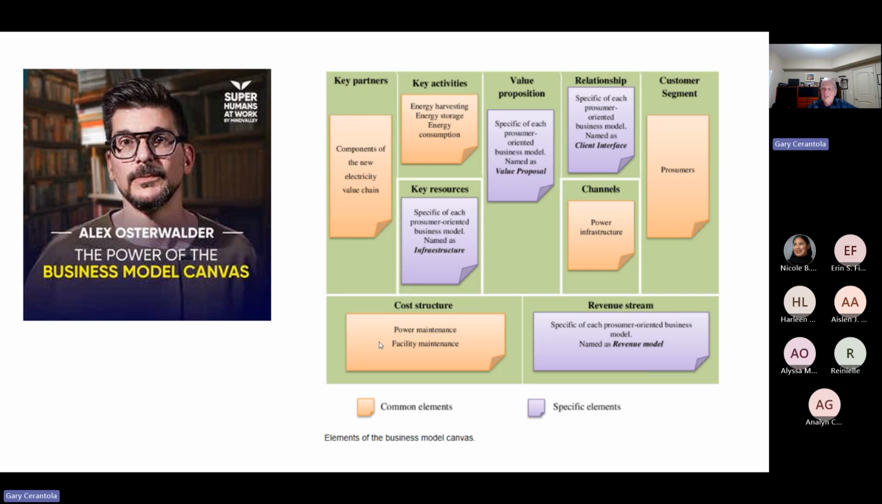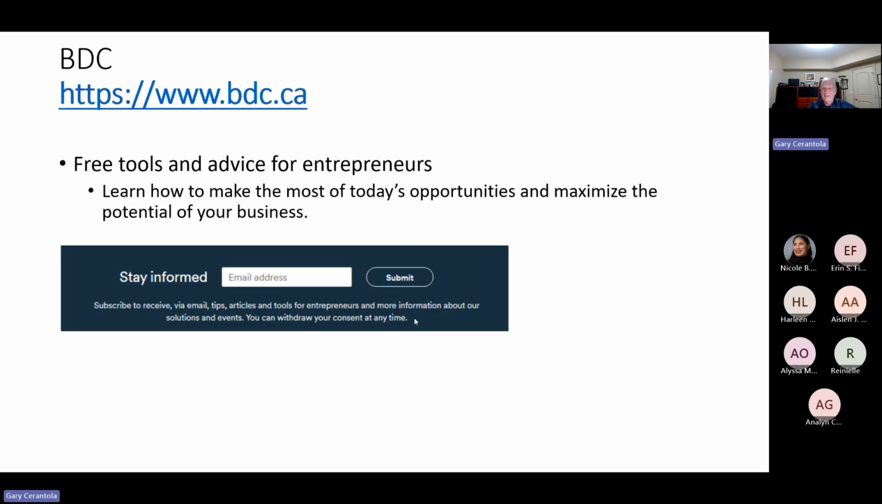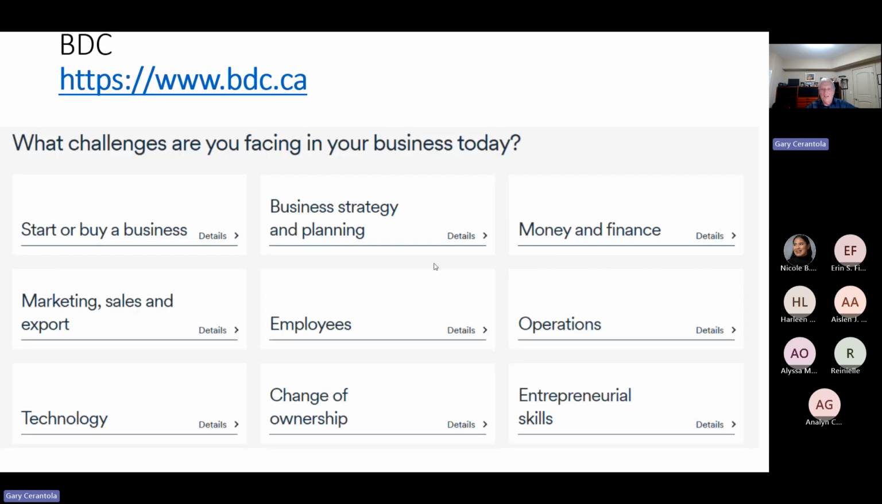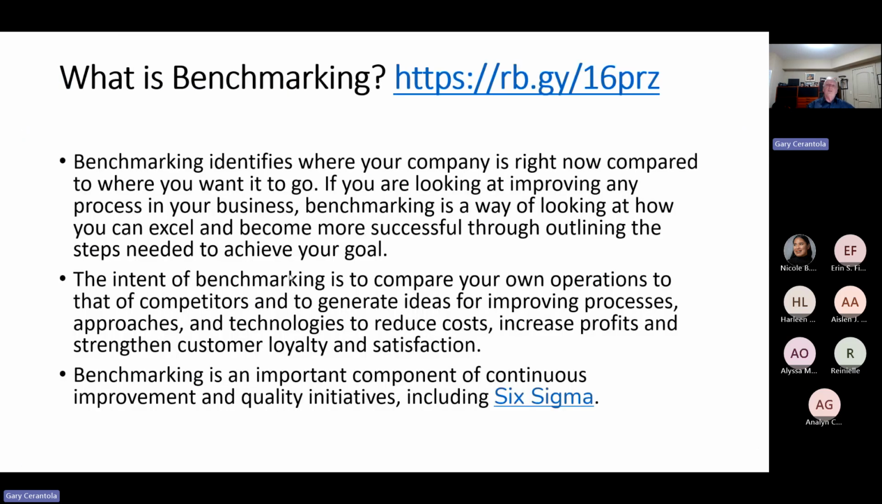So that's key. Okay, one more thing. The BDC, the Business Development Bank of Canada. If you ever want any information about starting up a business or whatever, most of it is free, right? And all you need to do is just go to this link and submit to them. I get their newsletter on a regular basis, and I find out about free tools and advice, and look at all the areas that they can help you in terms of business strategy and planning, or marketing and sales, or money and finance, entrepreneurial skills. There's all kinds of things they can help you with. So that's where it's at.